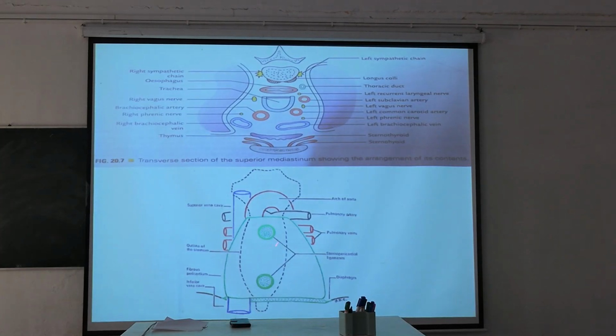See here, the contents of the anterior mediastinum have been shown. See, this is thymus gland. These are the two sternopericardial ligaments connecting the pericardium with the sternum. And another thing is lymphatics and internal thoracic artery lying in the anterior chest wall.